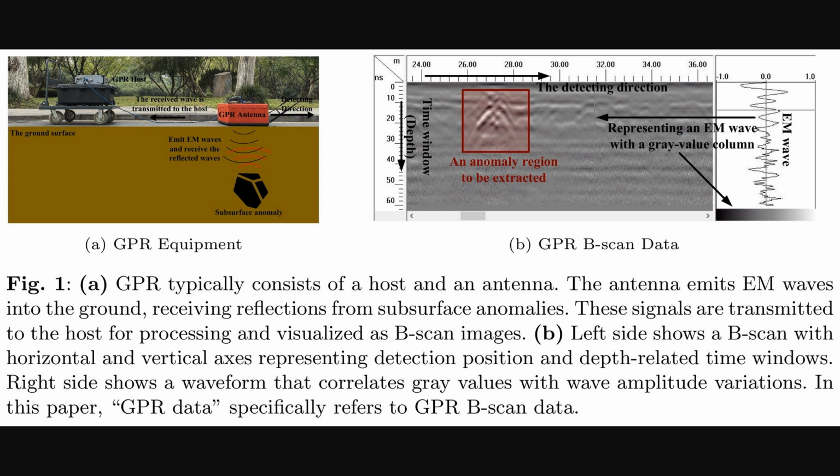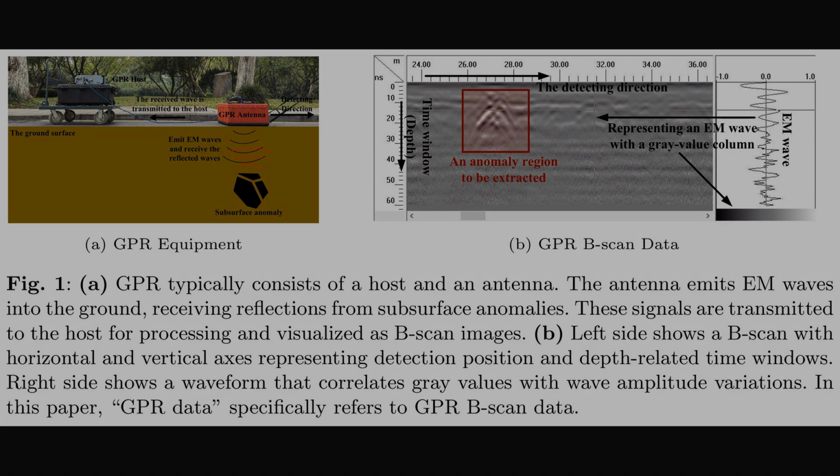Part B then shows an example of GPR B-scan data. This B-scan data, which is what the paper specifically refers to as GPR data, visually represents these reflected EM waves. You can see an anomaly region highlighted, and the figure illustrates how these gray value columns in the B-scan data correspond to variations in the actual EM wave.